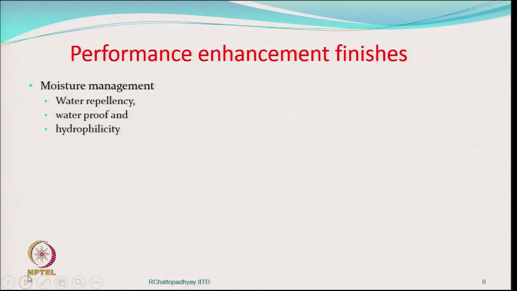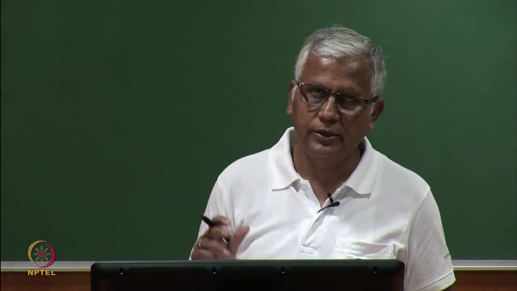So, these kinds of finishes can make the fabric water repellent, because we need some types of fabrics which are used when there is a lot of rain, where the fabric should not allow the raindrops to pass through. So, we need water repellent fabrics there, or sometimes you may need waterproof fabrics, like umbrella cloth is an example.